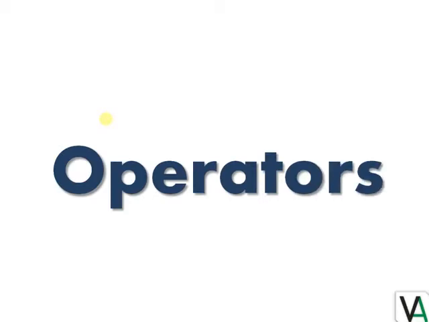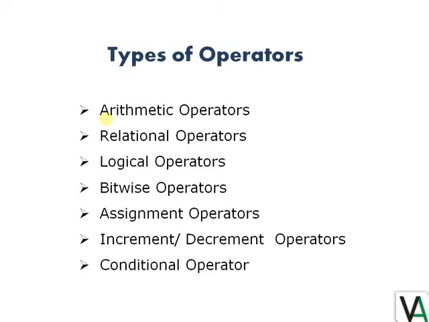Okay, next we have operators. Operators are the special symbols which are used to carry out some operations, like arithmetic, relational, logical, these kinds of operations in the program. So we use operators. We have different types of operators in C++: arithmetic operators, relational, logical, bitwise, assignment, increment, decrement, and conditional operator. It is a very important topic, so I will be having a detailed video on this topic, so I am just skipping it in this video.